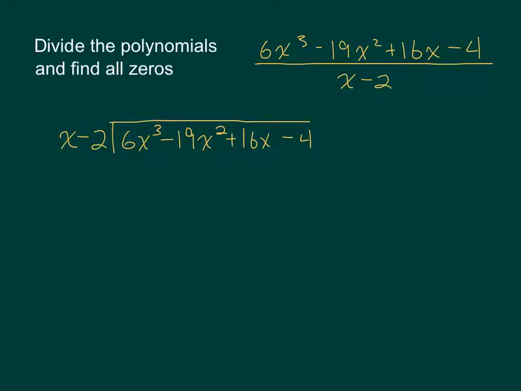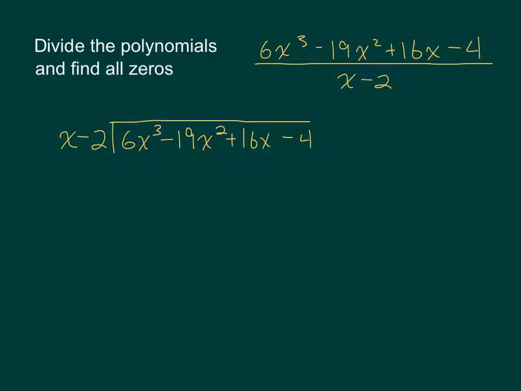Divide the polynomials and find all zeros. This exercise is a little different from the last one you saw. In addition to dividing these two polynomials, you are also asked to find the zeros. The first direction is to divide the polynomials, so let's concentrate on that.